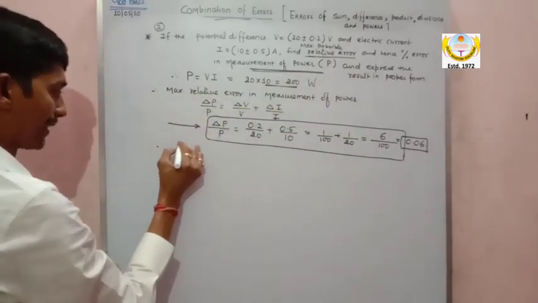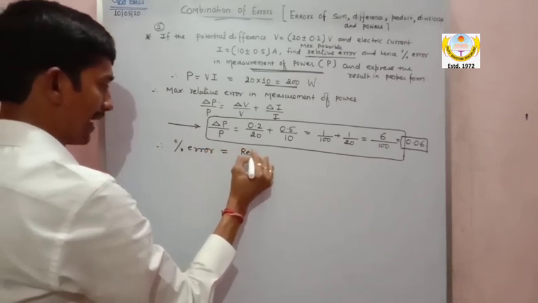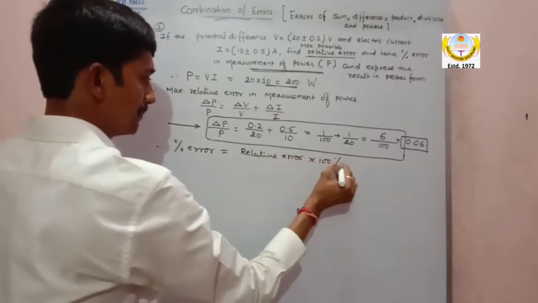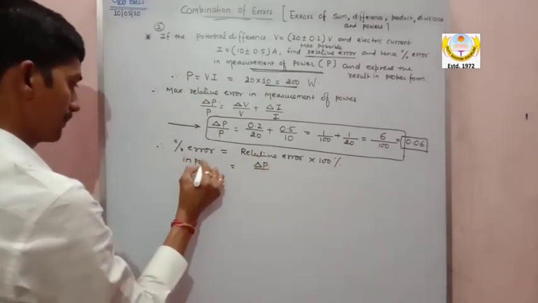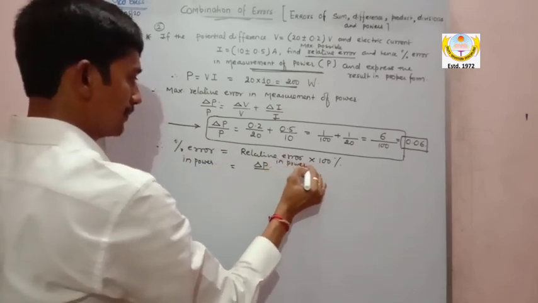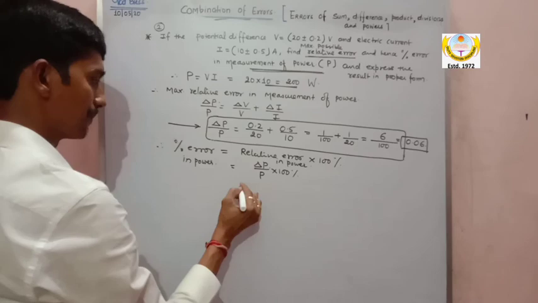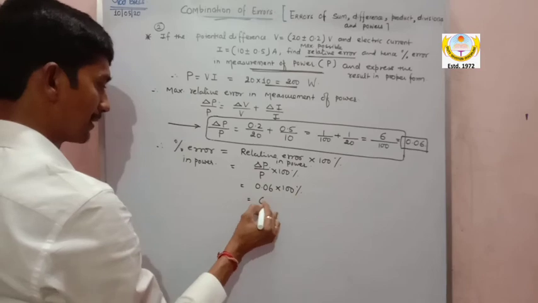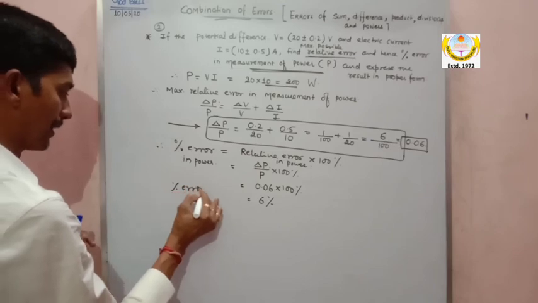And what is percentage error? Percentage error is nothing but relative error into 100%. So relative error is delta P by P, the relative error in power, into 100%, that is delta P by P into 100%. So this is 0.06 into 100%, and the answer will be 6%. So this is, my dear, the percentage error in power I calculated.